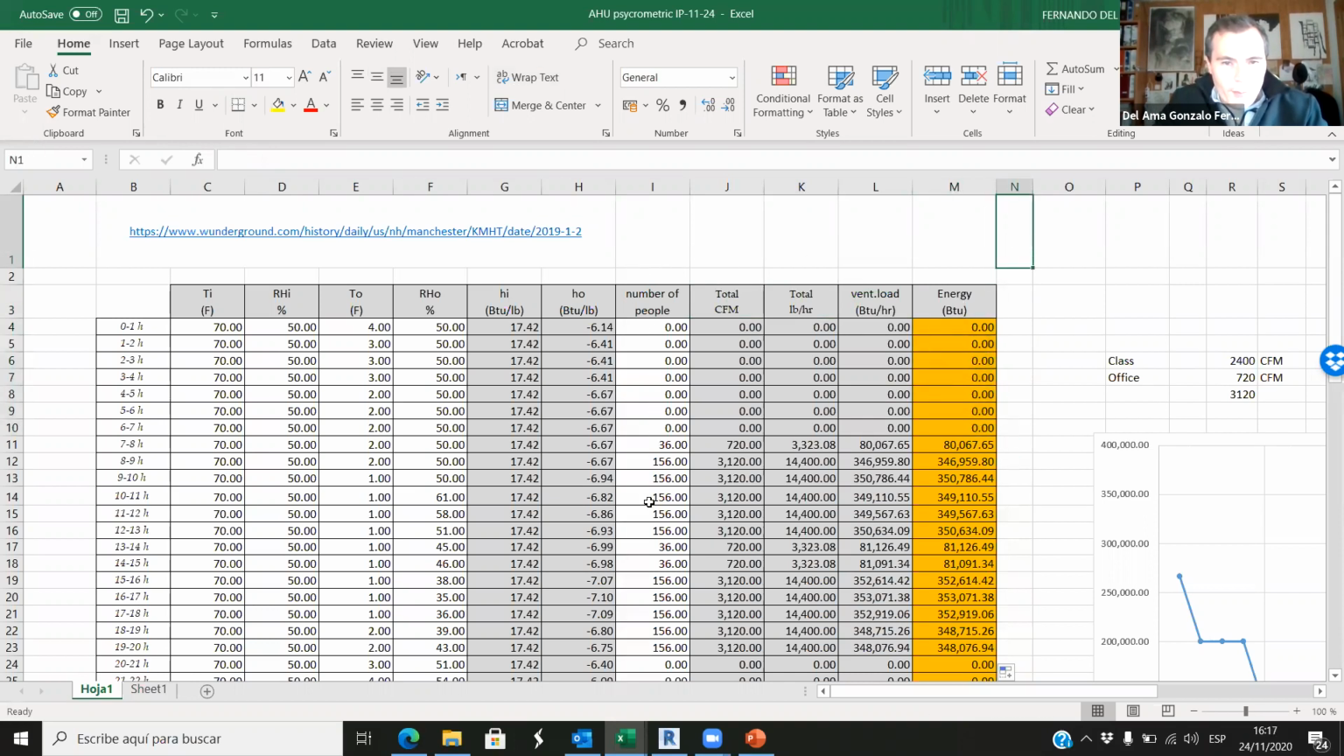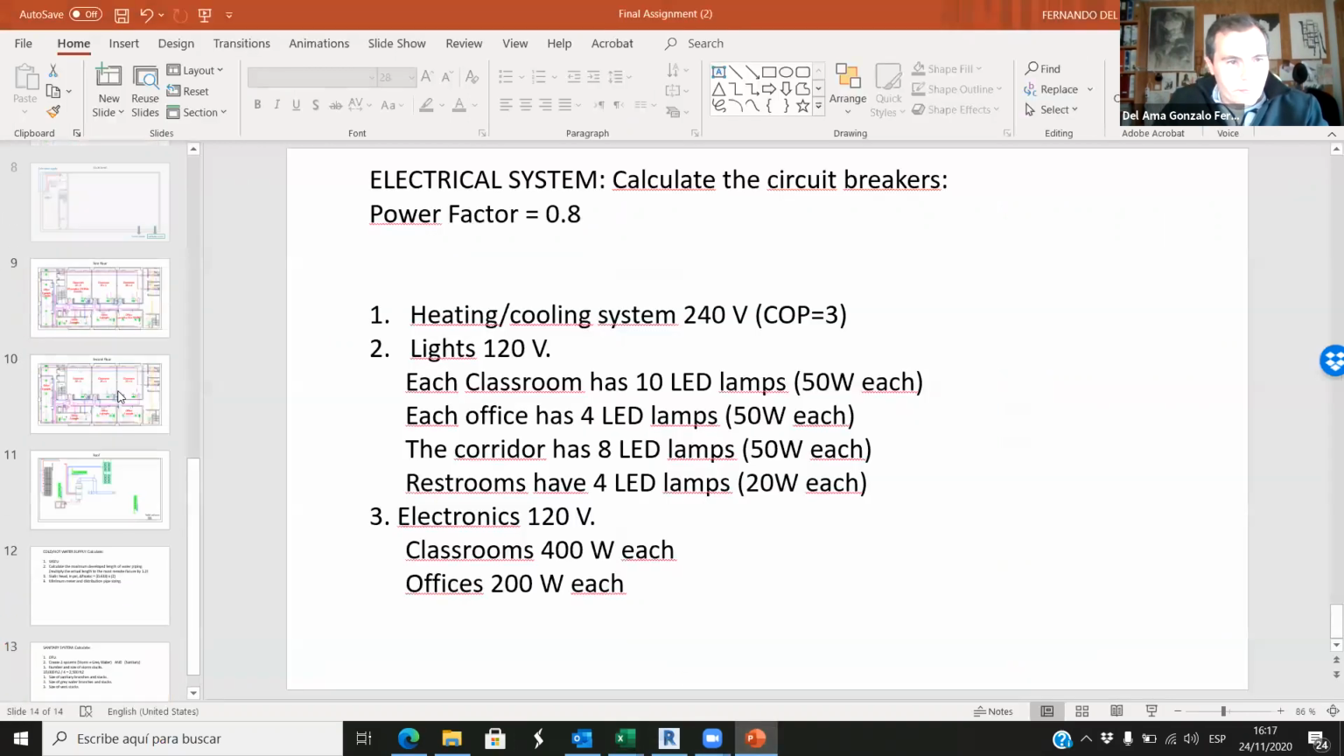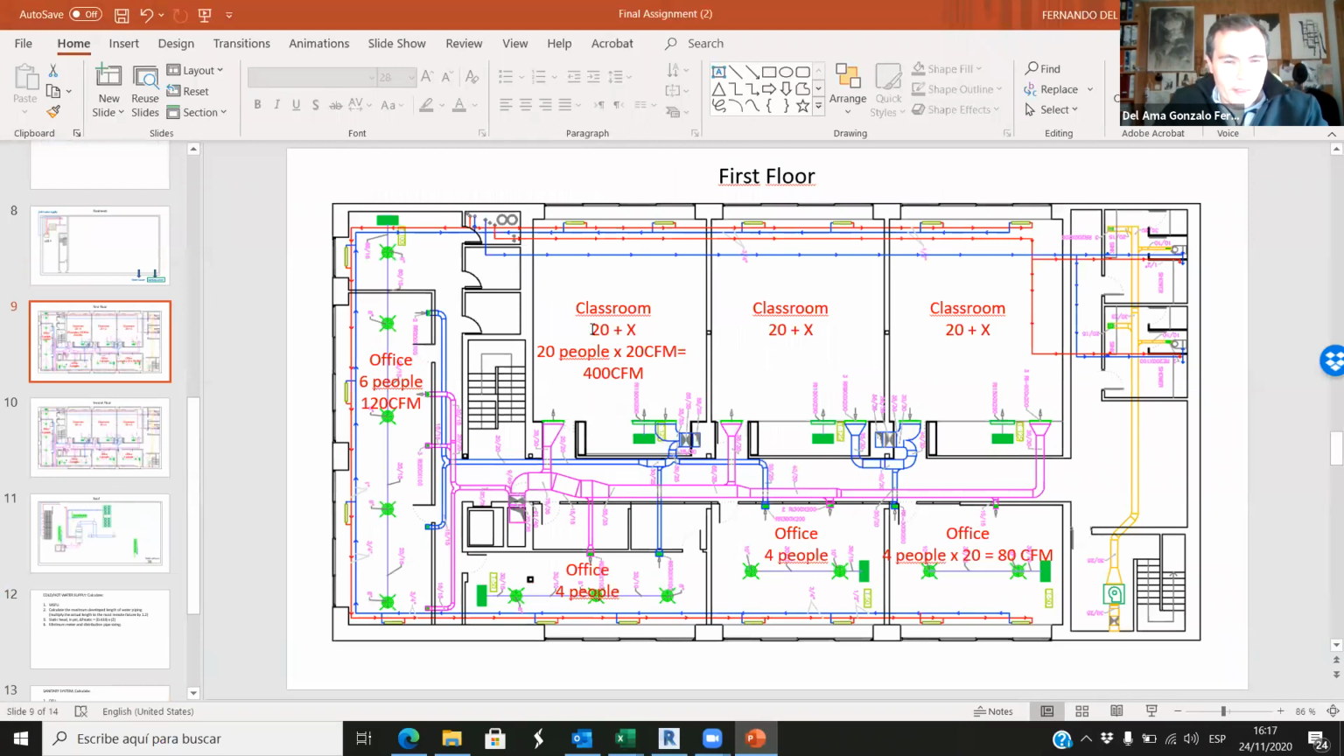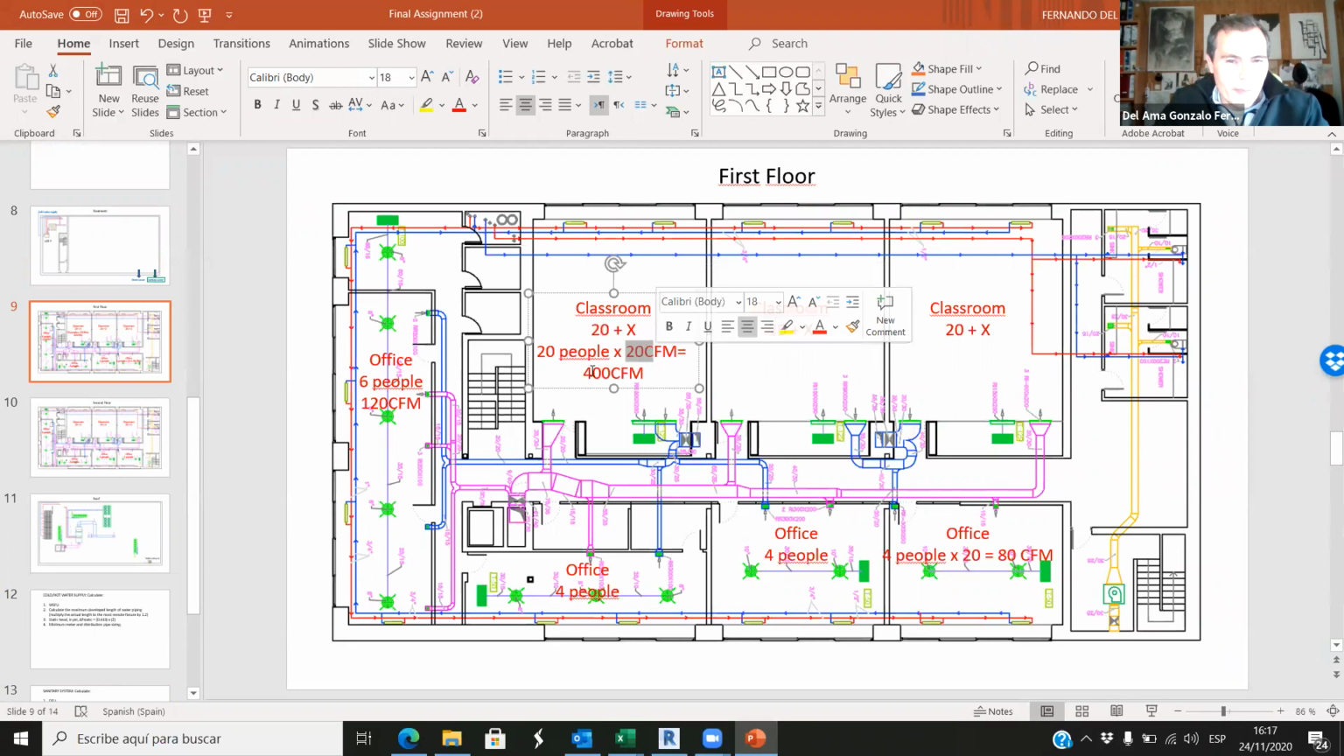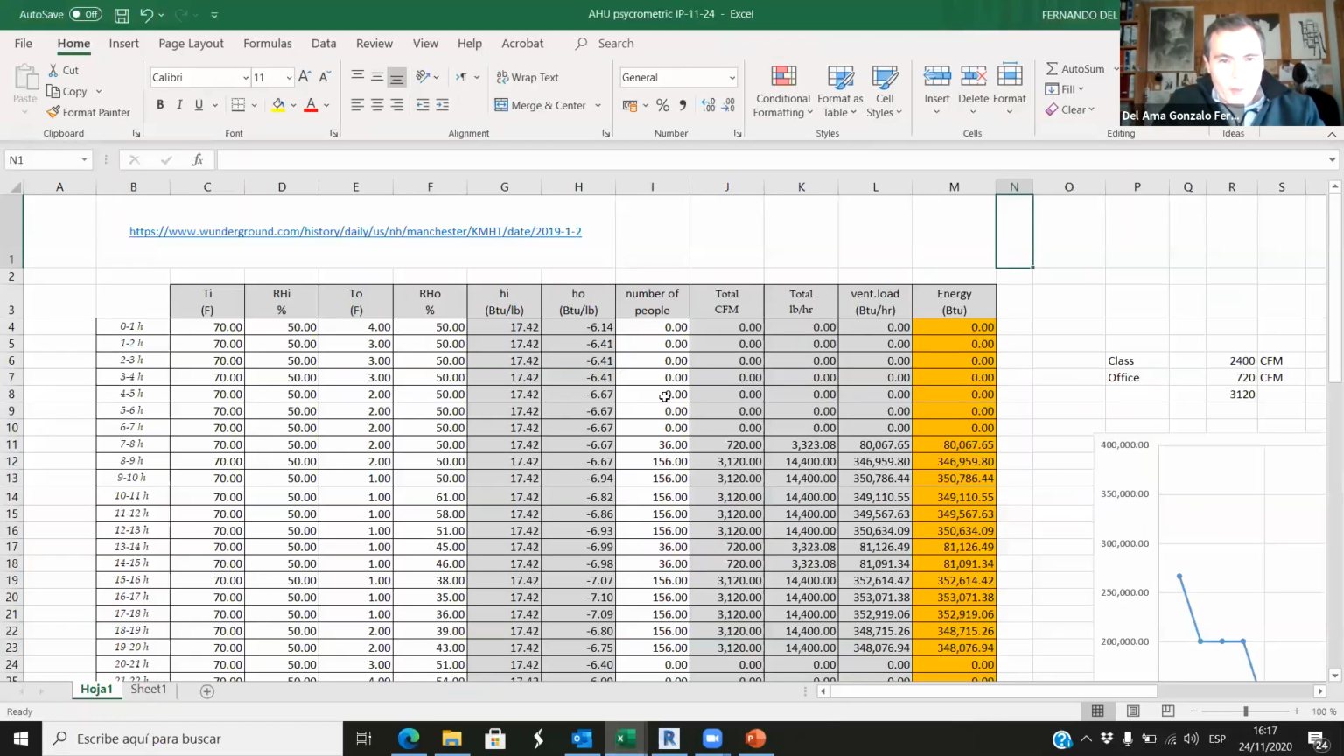So about the number of people, each classroom has 20 plus whatever people times 20 CFM. So this is the total CFM of the classroom times 3. Well, times 6 because there are 6 classrooms, 3 on the first floor, 3 on the second floor. So we calculate the total number of people. You type this here, and then you end up having first the load, the power, and then the energy.